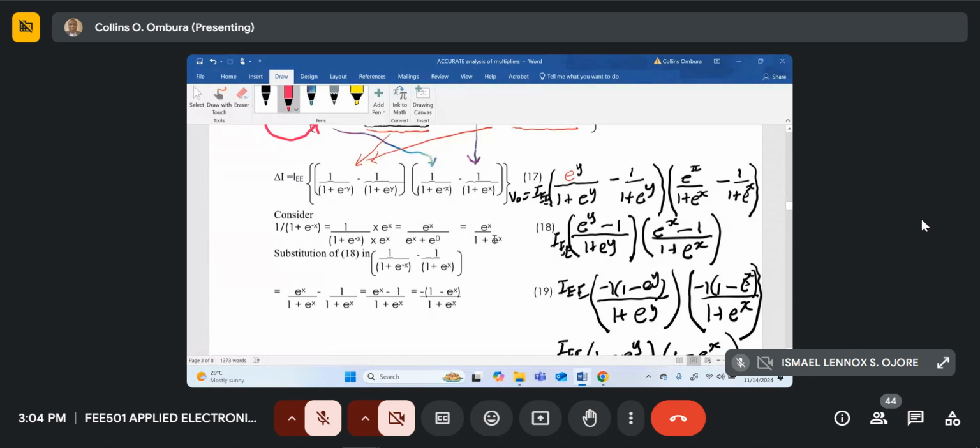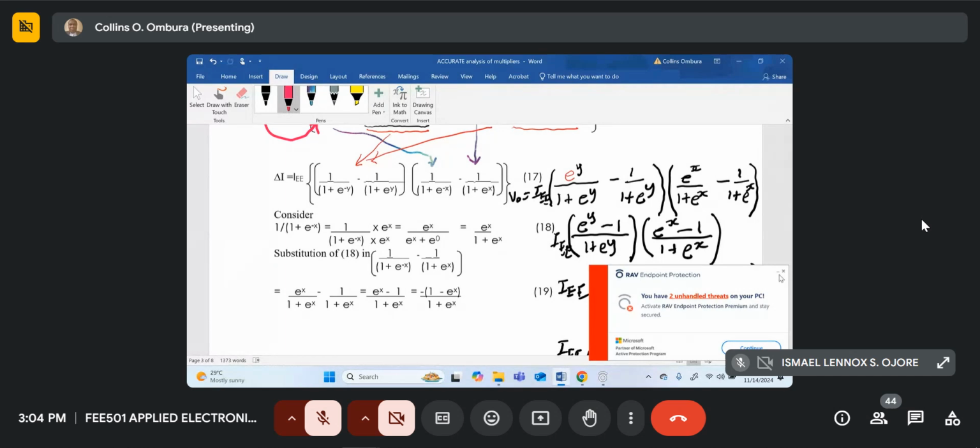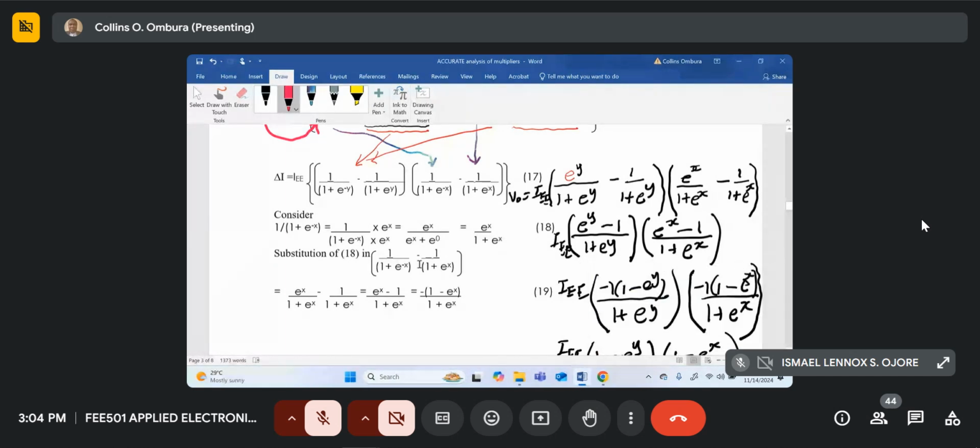1 plus e to the x. So 1 divided by 1 plus e to the minus x can be written as e to the x divided by 1 plus e to the positive x. So let's substitute 18, this result of 18, in one of the terms of 17.